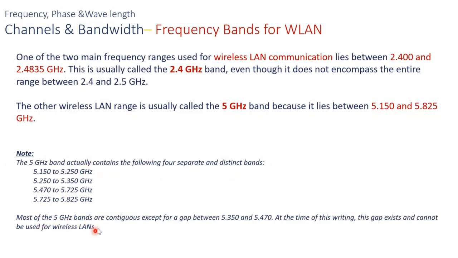Most of the 5 gigahertz bands are contiguous, meaning adjacent to each other, except for a gap between 5.35 and 5.47. At the time of writing, this gap exists and cannot be used for wireless communication.